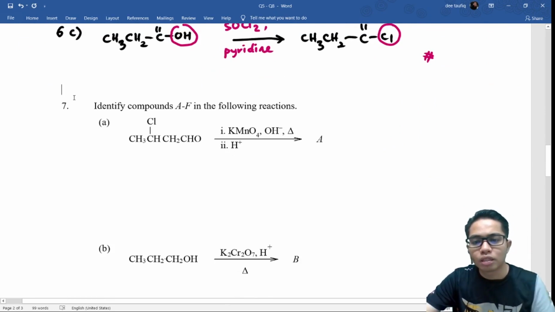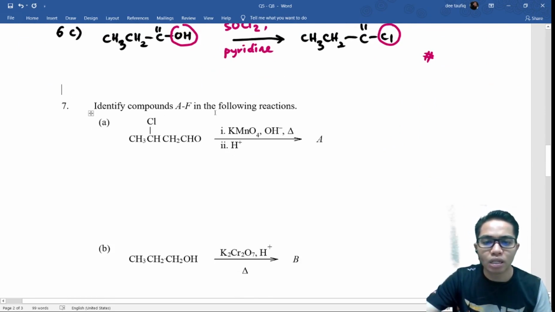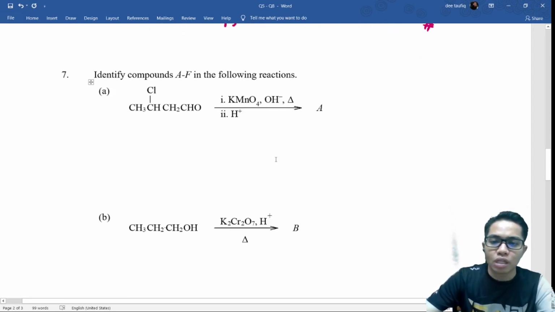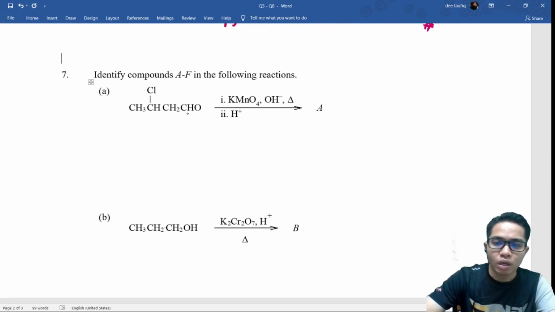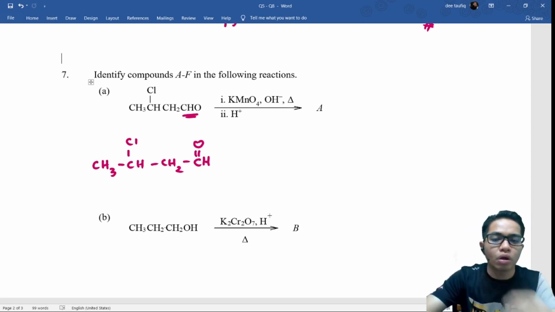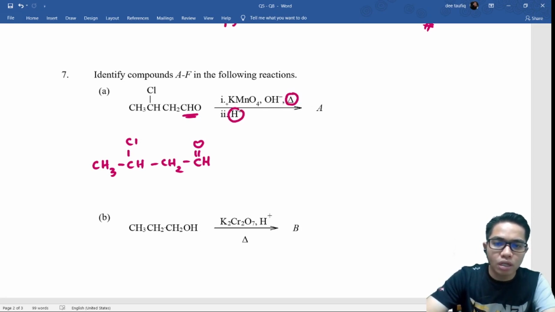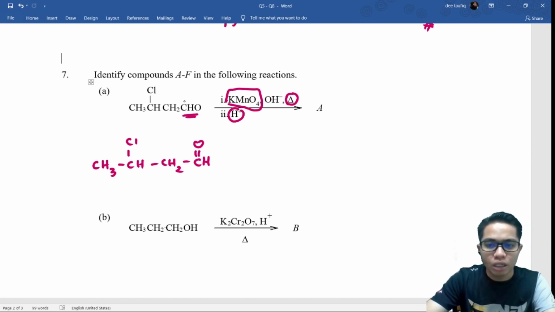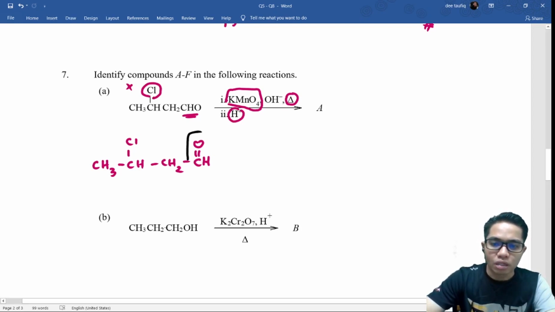Nombor 6. Next, number 7. Identify compounds A to F in the following reactions. Okay. So CH3 CHCl CH2 CHO. Okay, so what is CHO? CHO meaning that is indicator for aldehyde group. So Cl CH2 C double bond OH. Right? So if we react with hot acidify KMnO4, okay, haloalkane tak ada perubahan. Despite bahagian haloalkane ni tak ada apa yang berubah, no change. But our aldehyde will be converted into carboxylic acid. So only this part will be affected. Ini saja akan berubah.